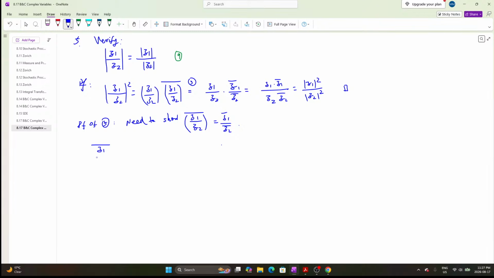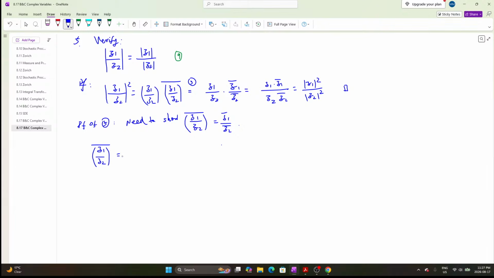So z1 over z2. Of course, you know what I'm trying to say. If you just let z1 equal x plus iy and z2 equal x2 minus iy, do the brute force calculation and compare both sides, it works, but it's not very refreshing. We want to use new results as much as possible.